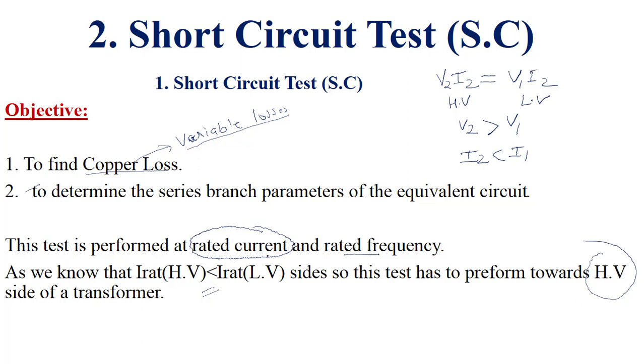So if we perform this test towards the high voltage side, then the equipment or apparatus that we use to measure the current, voltage and wattmeter will be of low rating. It means the cost of the recording apparatus will be less. So we have to perform this test toward the high voltage side, and the low voltage side must be short circuited.